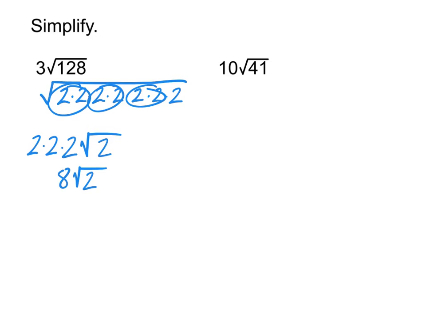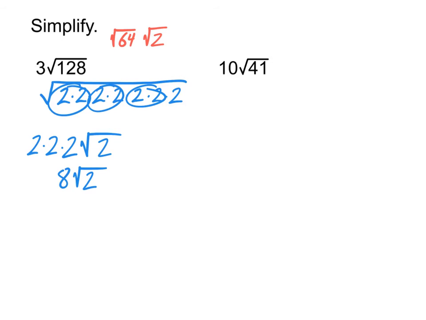You also could have gotten there with the biggest perfect square method. You would have said, okay, what's the biggest perfect square that goes into 128? And that would have been 64. So you would have had root 64 times root 2. And then you would have gotten to the 8 root 2. Either method is fine. But remember that I was ignoring that 3 that was out front. And we got to come back and see what that 3 did.